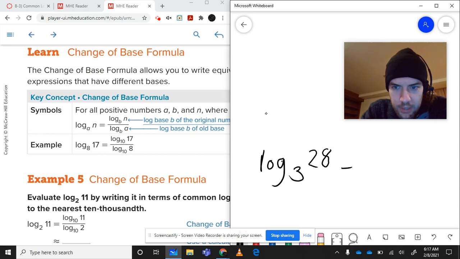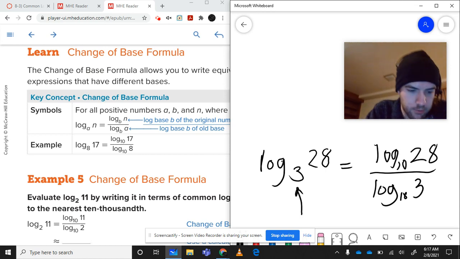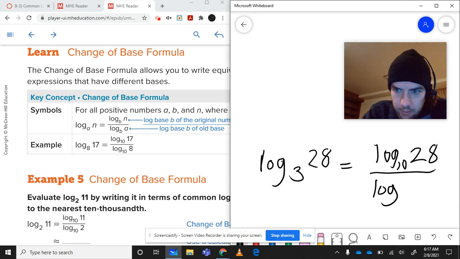The way that we would evaluate that, we would say we want to put it in terms that our calculator is programmed to use, so log base 10. So we'll say log base 10 of 28, and then we'll divide that by log base 10 of 3. Okay, so that's all there is to it in order to switch that around.